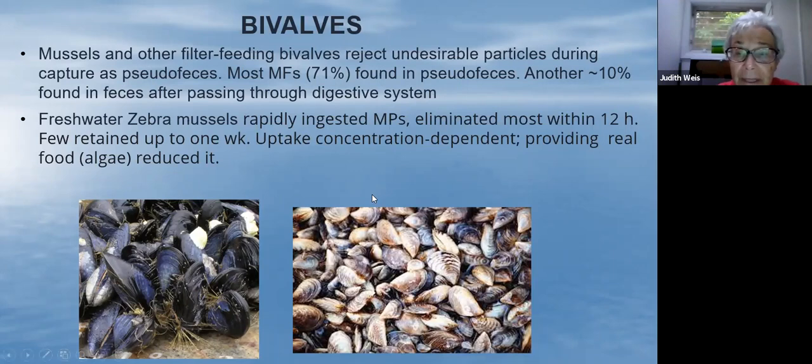In the case of freshwater zebra mussels, they ingest microplastics very readily, but they eliminate most of them. And the uptake is dependent on the concentration in the water. The more in the water, the more they eat. And if you give them real food, algae, at the same time, they won't take up as much of the microplastics.